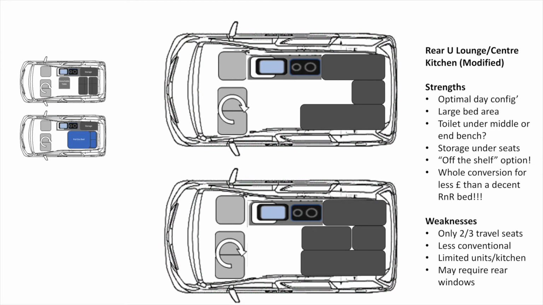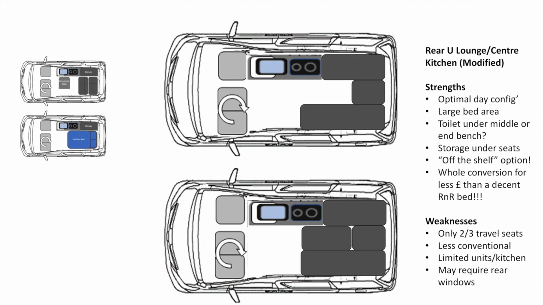The weaknesses: only 2 to 3 travel seats. As I've already said, that's not a problem for us, but it will be a problem for many. It's less conventional. It's not everybody's cup of tea. There is limited unit space, although there's loads and loads of space under the seats. And we definitely thought to make this work, we would probably want to put some rear windows, certainly into the rear door of our van, and maybe even into the rear quarter.